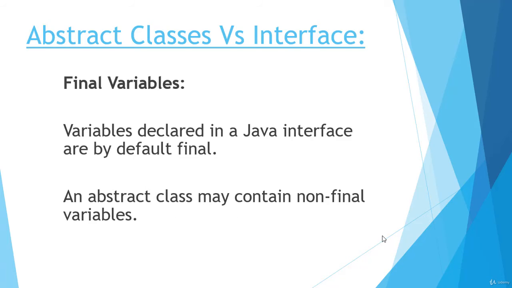Second thing is final variables. Variables declared in a Java interface are by default final. When we discussed the interface, I told you one thing, that by default the variables created inside the interface are static and final. So that's why the variables inside the interface are by default final, and an abstract class may contain non-final variables. You can create both instance variables and final variables inside the abstract class.